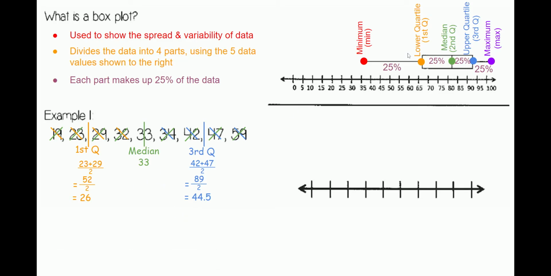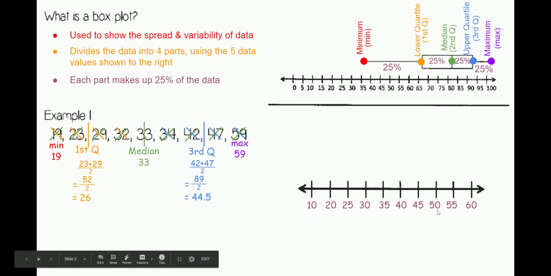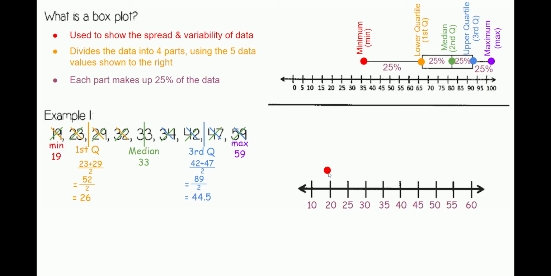All right, so we have our lower quartile, our median, and our upper quartile. We now need our minimum, which is 19, and our maximum, which is 59. We're ready to start. So we're going to label this. I'm going to go from 10 to 60. And our minimum is 19, so it's roughly over there.